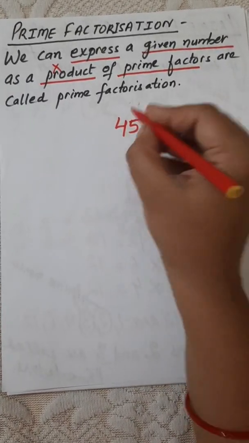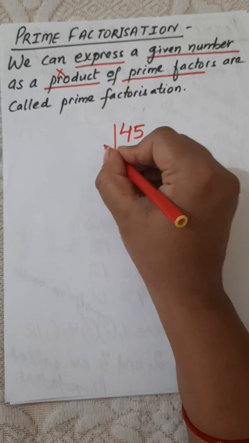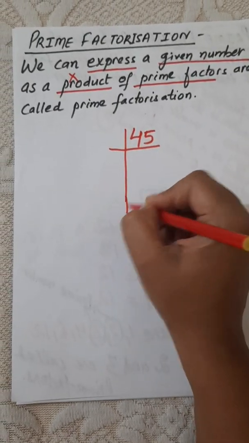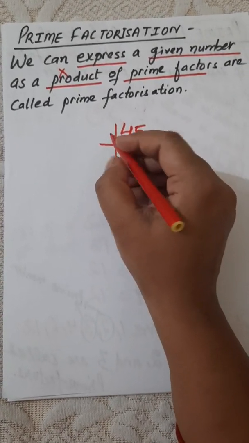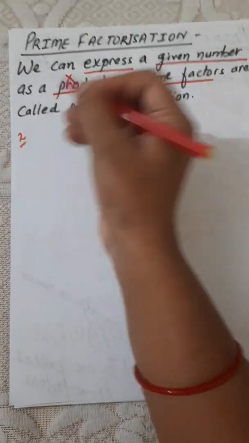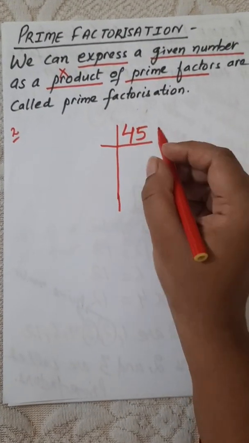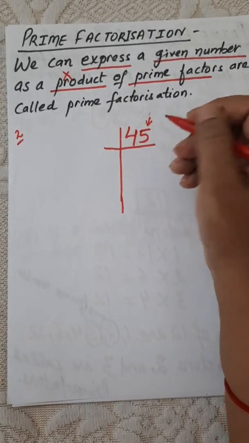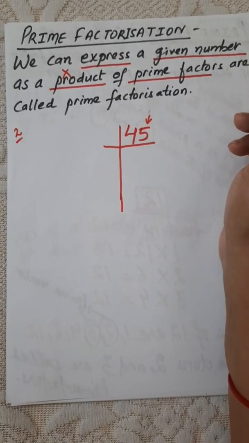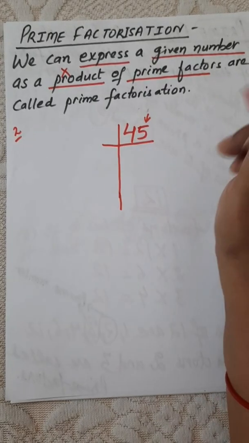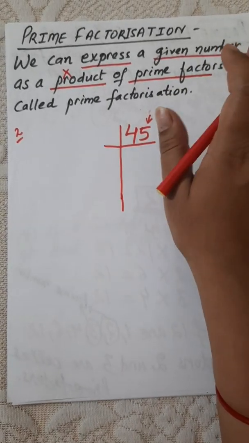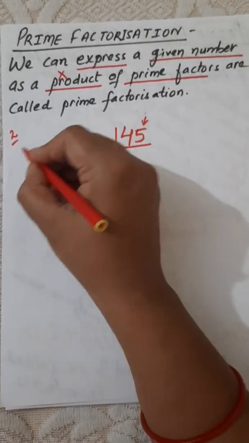Now suppose I take 45. So let's start prime factorization. We always start from the smallest number. Here the smallest number is 2, and we know that 45 is not divisible by 2, because if the number ends with 0, 2, 4, 6, 8, meaning an even number, then it is divisible by 2. So it is not divisible by 2. So let's start with 3.